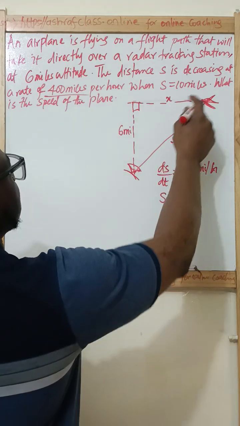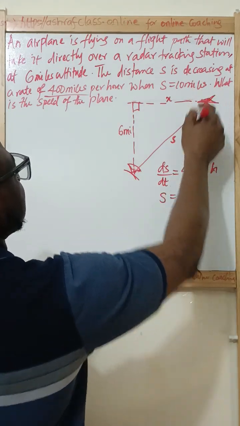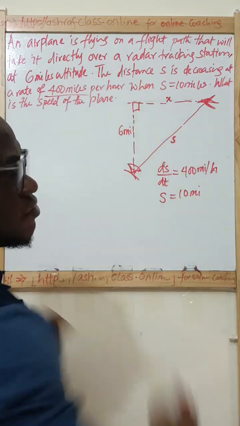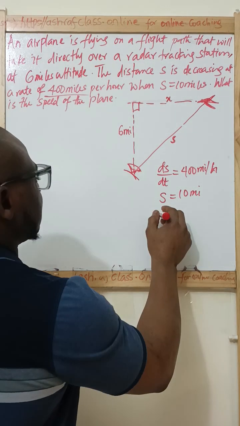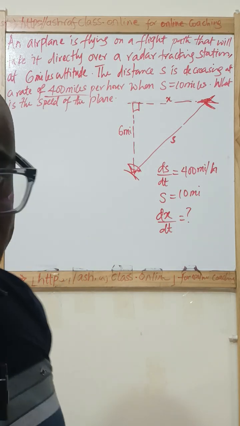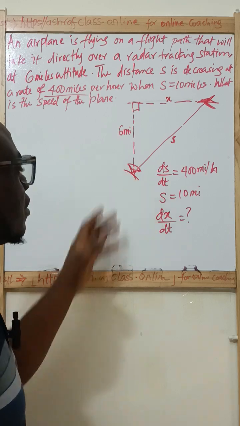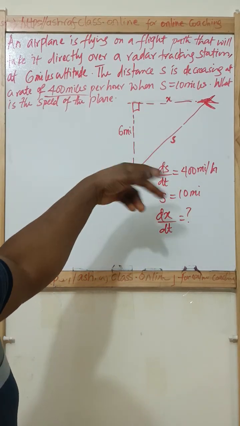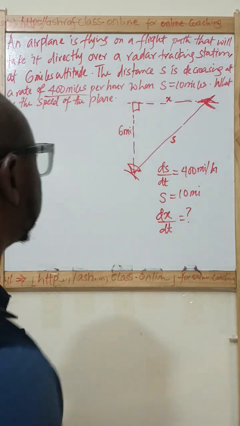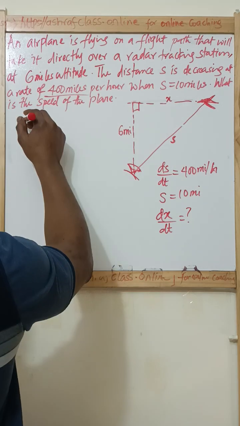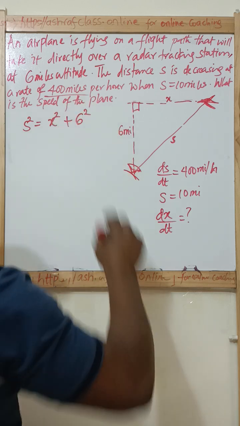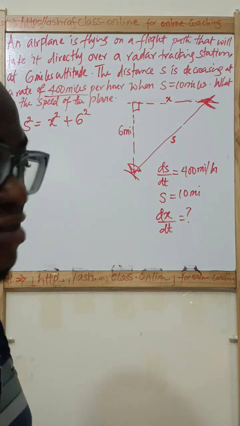And what we're asked to find is the rate at which the plane is moving towards the radar, that is the speed of the plane, and that is dx/dt. So that is what we are asked to find in this question, right? So we try to find a relationship between them, the equation that connects all of them, and that is Pythagoras theorem, which says s squared is equal to x squared plus 6 squared, right? So that's the equation that connects them.